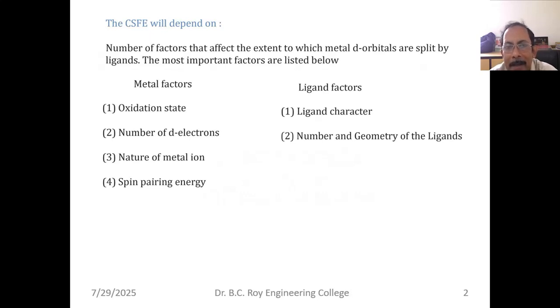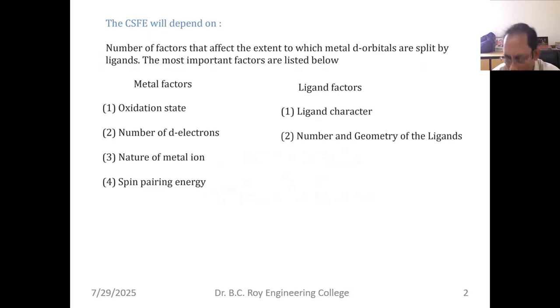Now there are certain factors that specify whether the complex will be a stable one or not. They are called metal factor and ligand factor. Metal factor means it depends on the type of metal. The strength will vary, or the complex compound will have this property. What are the metal factors? Number one is oxidation state. Then number of d electrons. Now let's go one by one into these points.